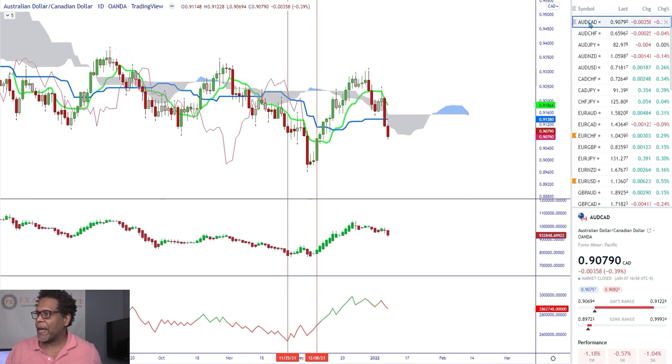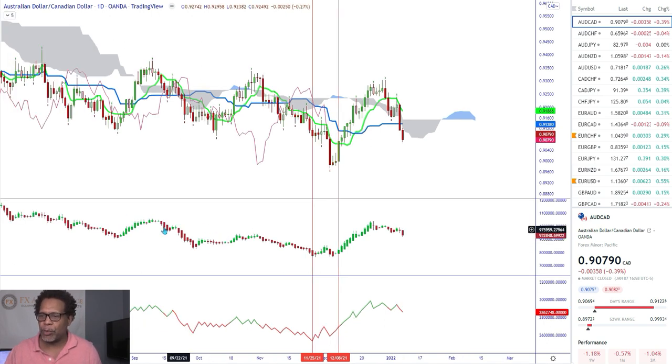I'm looking at the Aussie Cad. So we're going to start off with the Aussie Cad. You see two things on my chart and you're probably wondering what those two things are. Okay, I'm going to tell you what both of them are. One of them is cumulative volume. You probably haven't seen me use this one. You've probably seen me use a different cumulative volume.